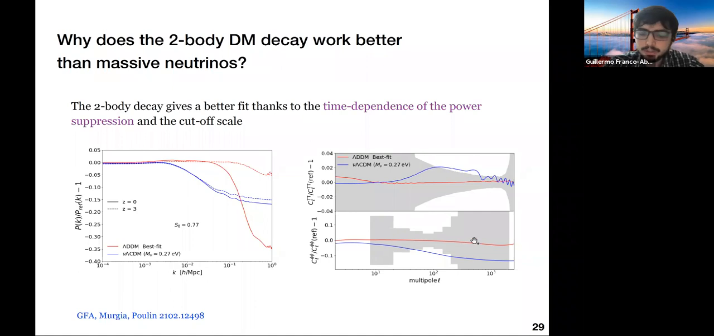So this is what we are showing here at the right, where I'm showing the residuals in the temperature and lensing spectra for these two models, and here the gray bands are indicating the error bars. So we see that the neutrino model gives effects that are already too strong to be allowed by data. So yes, this is the main reason why this model performs better than, for example, massive neutrinos.